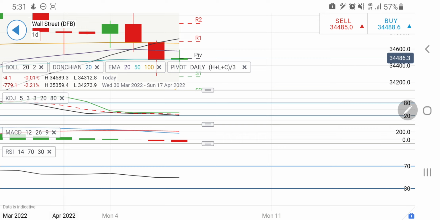Any move above and sustenance above 34,600, you can go long for 34,660, 34,700, 34,800. On the downside, if it breaks 34,400, then 34,300, 34,240 can be achieved. Below that, we can expect a sharper correction towards 34,100 and 34,000 levels. So take your positions accordingly.